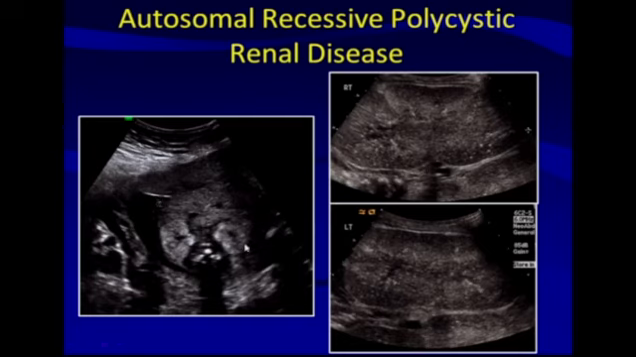And here's a case where it didn't look quite so bad at the time of the survey. These kidneys are not particularly large, but they are extremely echogenic. And already you can see that the amount of amniotic fluid is decreased. There's oligohydramnios.